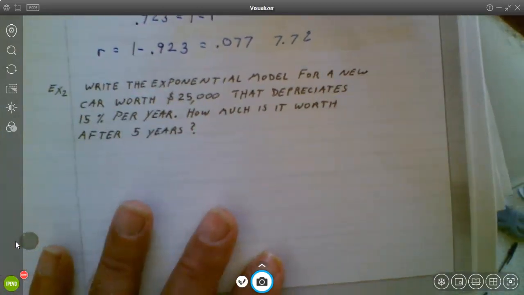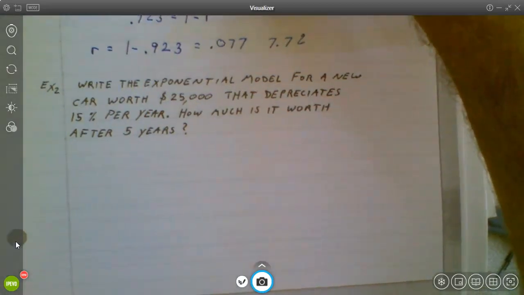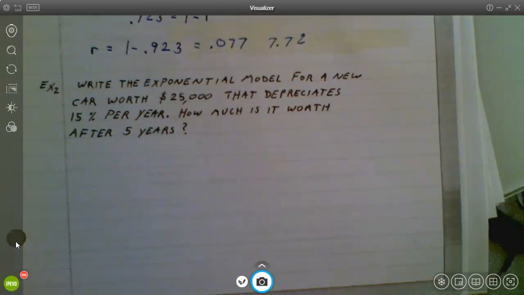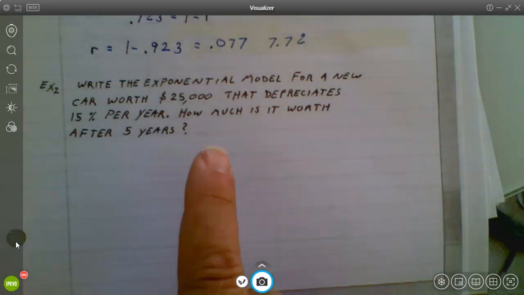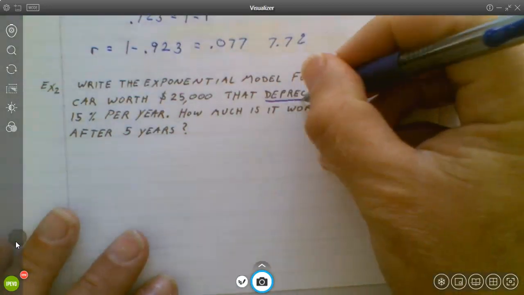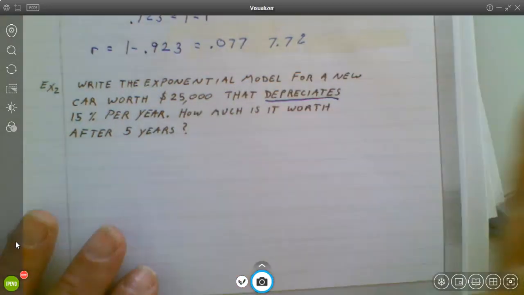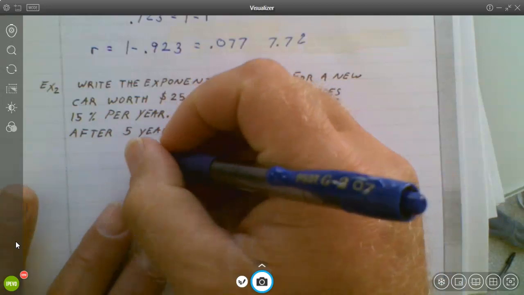So here's just a basic word problem. If you went out and bought yourself a nice new $25,000 car, well, of course, as soon as you drive it off the lot, it is going to start decreasing in value. The first year it loses the most. The second year it loses not quite as much as the first year, but it keeps going in this decreasing pattern. So if we wanted to represent this in a model, because it is depreciating, or because it is losing value, I know I need to do it in the decay model where I do 1 minus the rate. So I have the initial value.